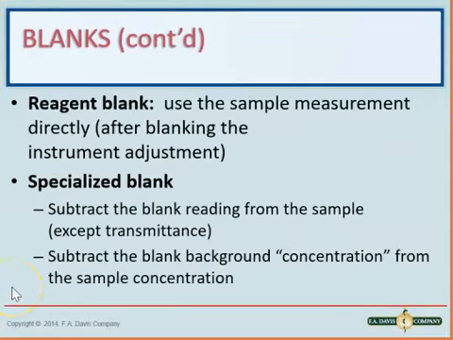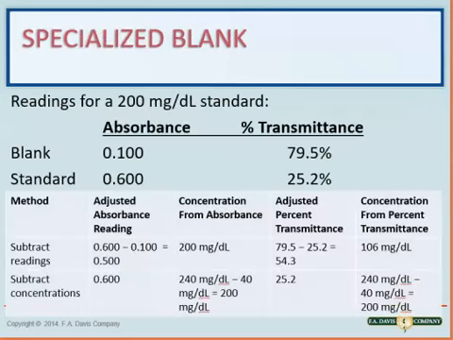Like I said before, we usually run blanks before we run our patient samples. With reagent blanks, you simply run your blank and then you're able to run your patient samples. There's no additional mathematics involved to get your sample concentration. But with some specialized blanks, you may have to subtract the blank reading from the sample reading to get the true concentration of the sample. This is due to some of the background that can be in those specialized blank samples.